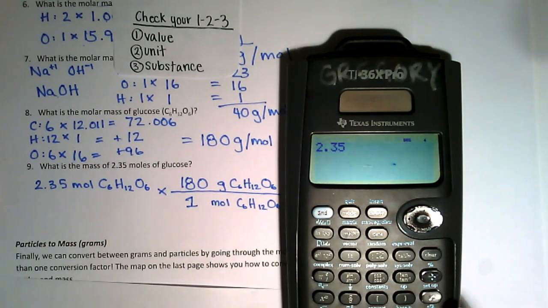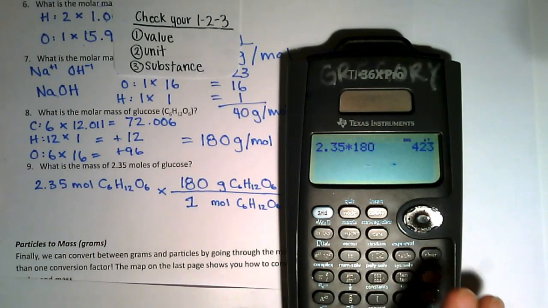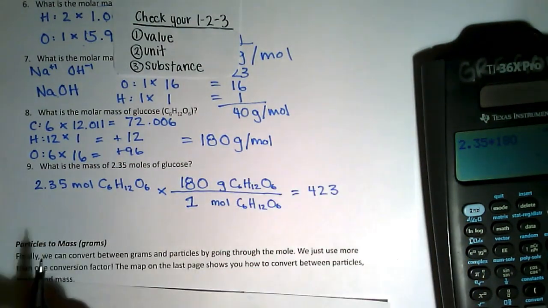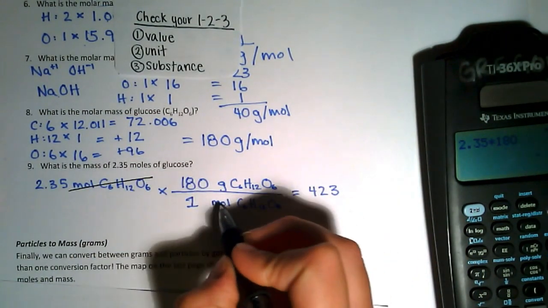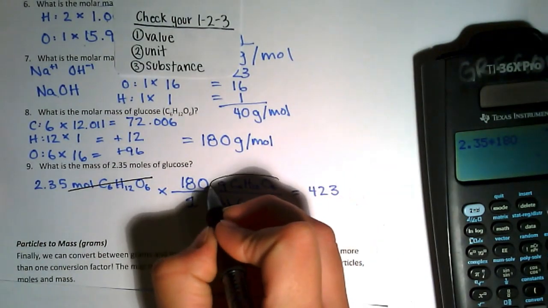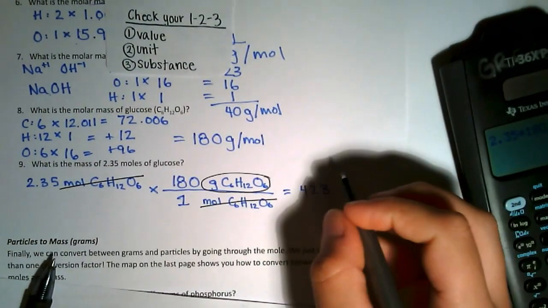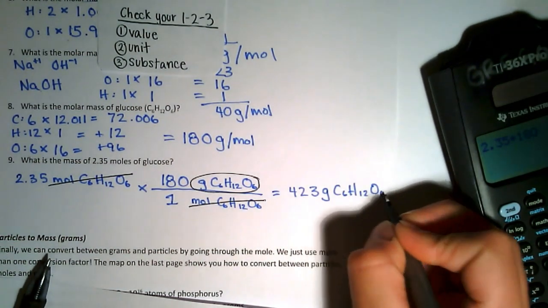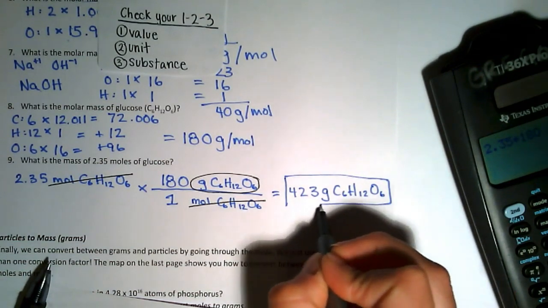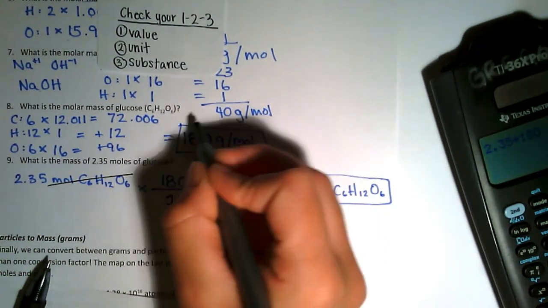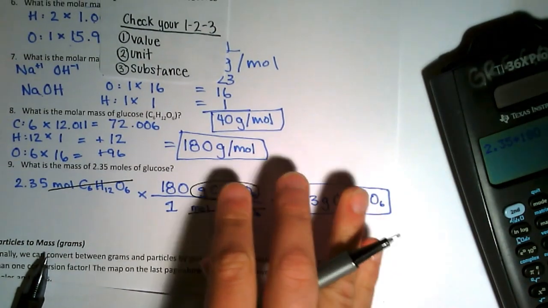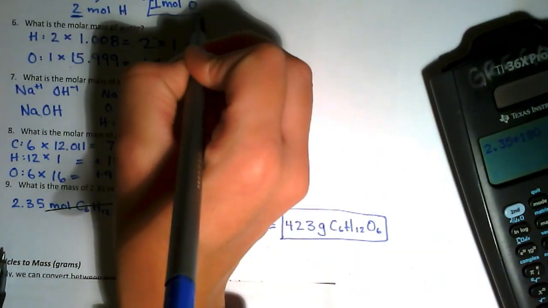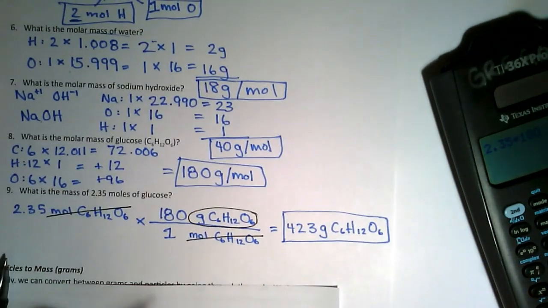2.35 times 180 gives us 423 grams. The moles of C6H12O6 cancel with the other one, and we're left with grams of C6H12O6. This 423 will be in grams of C6H12O6. We're going to box that final answer. Really, we should have boxed all of our answers as we went along, so I'll go back and do that real quick. 18 grams per mole, and then 1 mole of oxygen, 2 moles of hydrogen that we used up here.